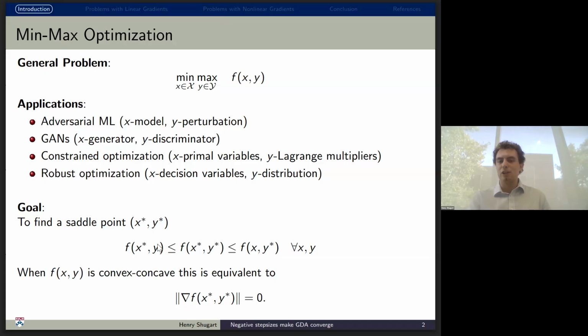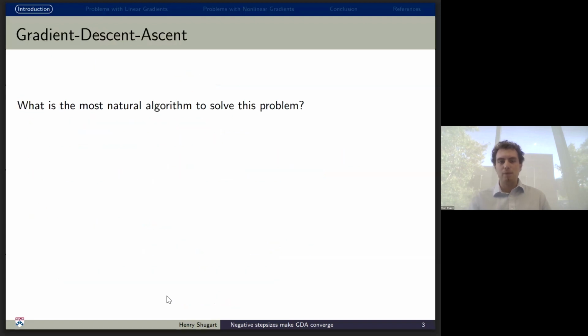The saddle point condition is going to be equivalent to finding a stationary point, where the gradient is equal to 0. And this is going to be what we generally talk about in terms of solving a min-max problem throughout this talk. But of course, these two notions are equivalent, so you can think of solving these problems in either way.